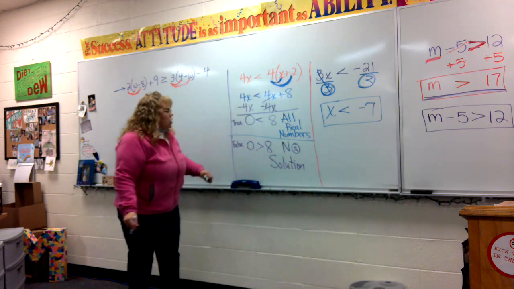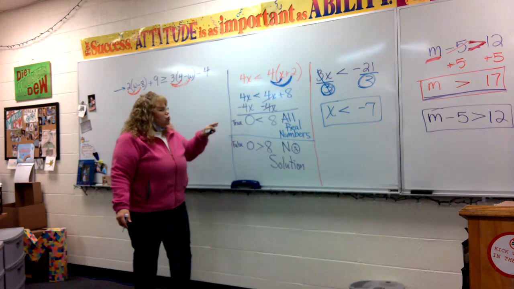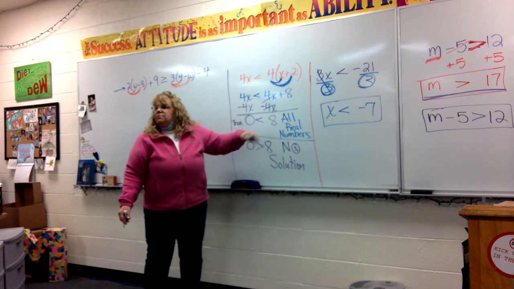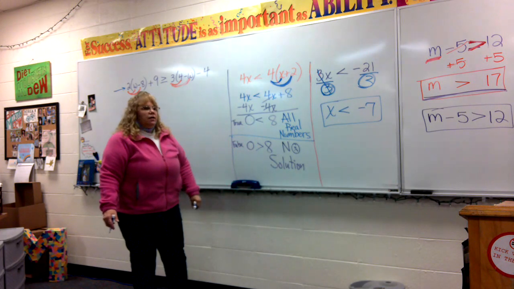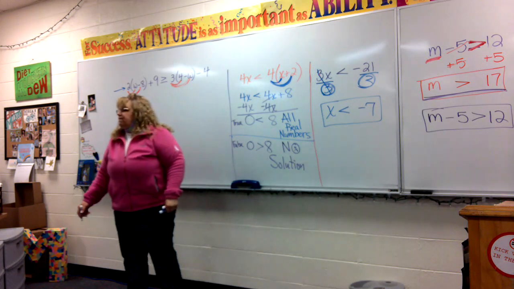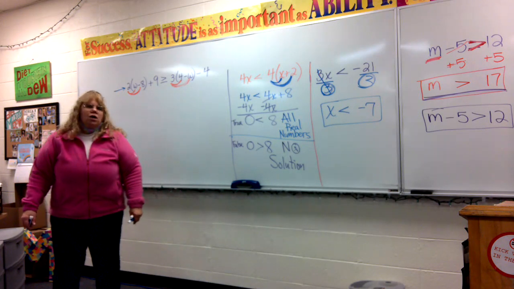So if the variable drops out, what you have left is either going to be true or false. If it's true, then all real numbers. If it's false, then there's no solution. Anybody with questions so far? I got one more.